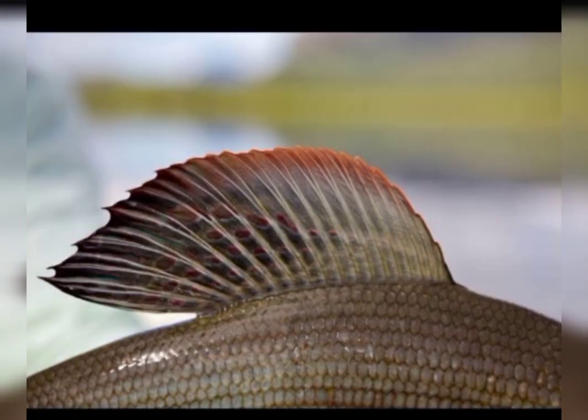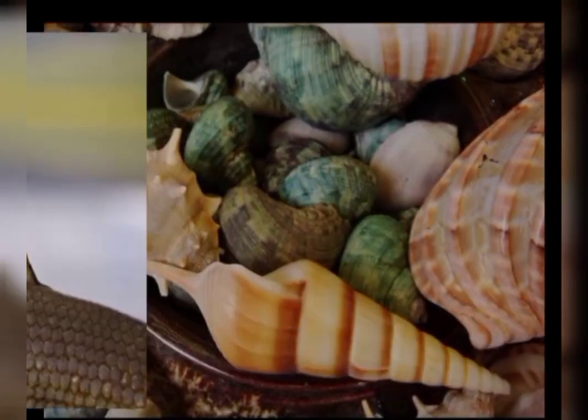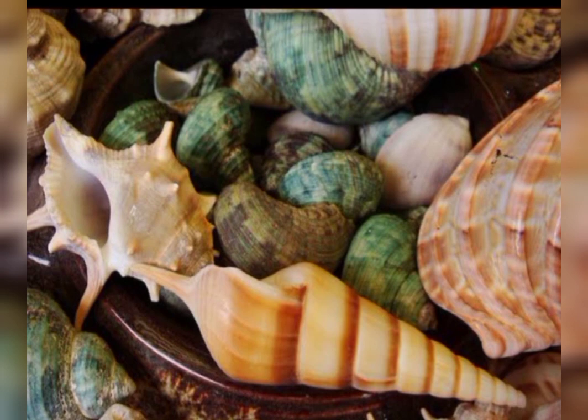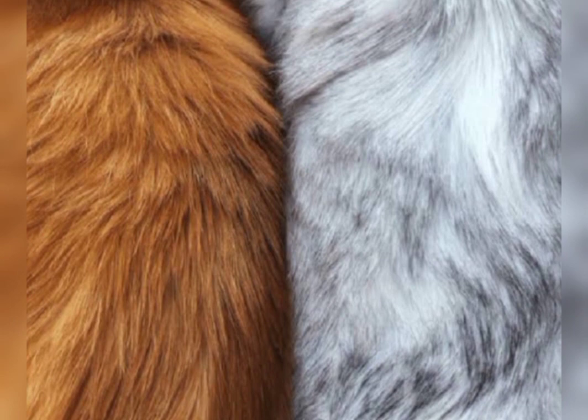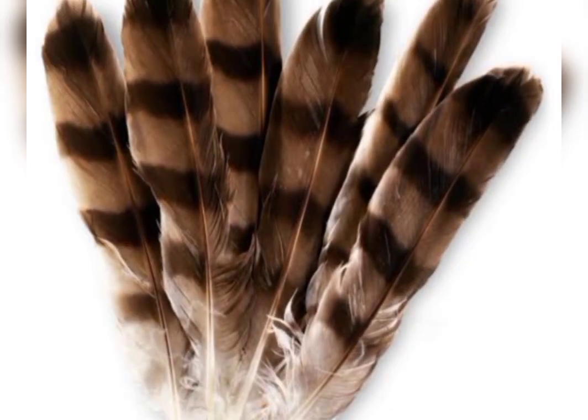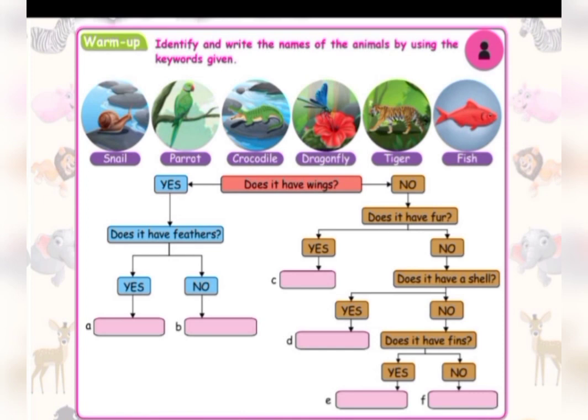First, this is fins. All the fish has fins. And these are the shells. Snail has shell. And this is fur, F-U-R, fur. Tiger has fur. And these are feathers. All the birds have feathers. Okay, now we will do this activity, children.